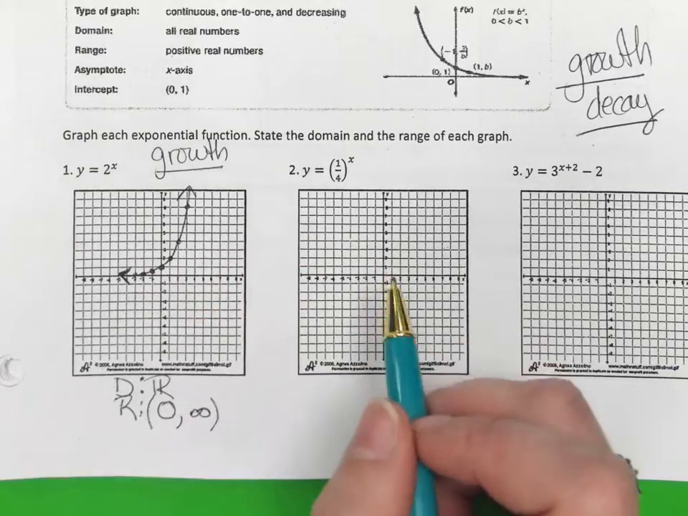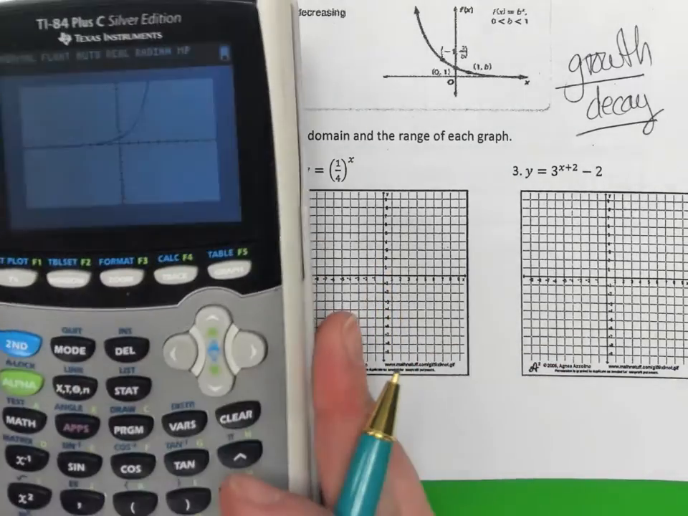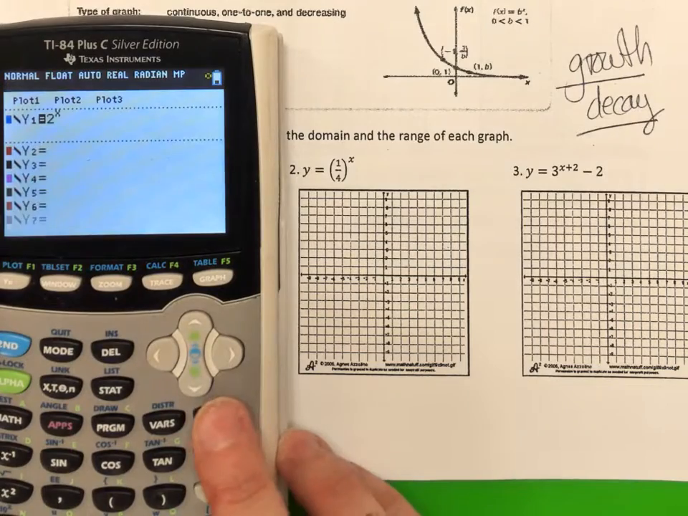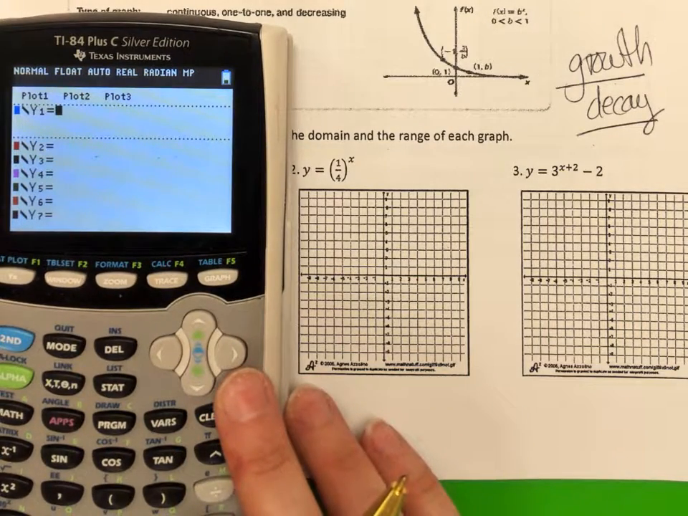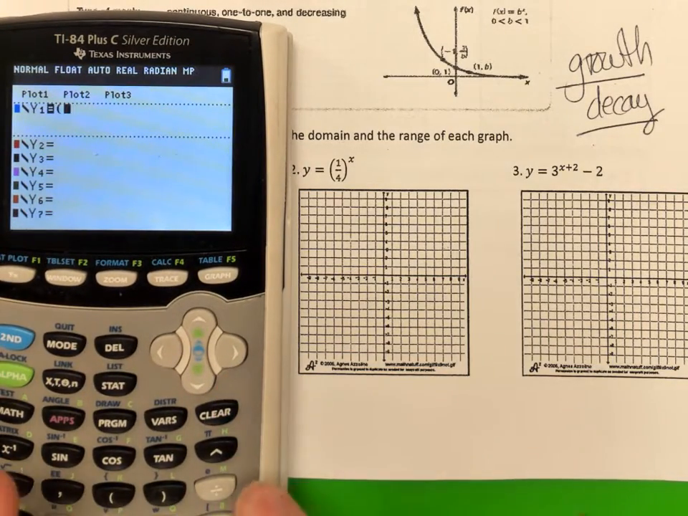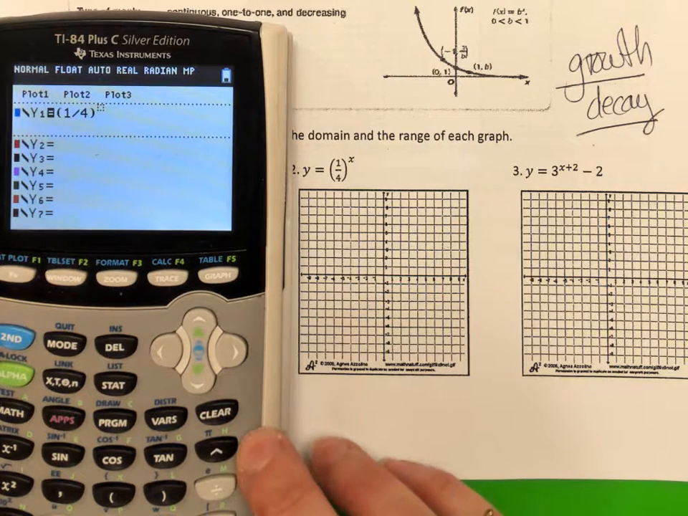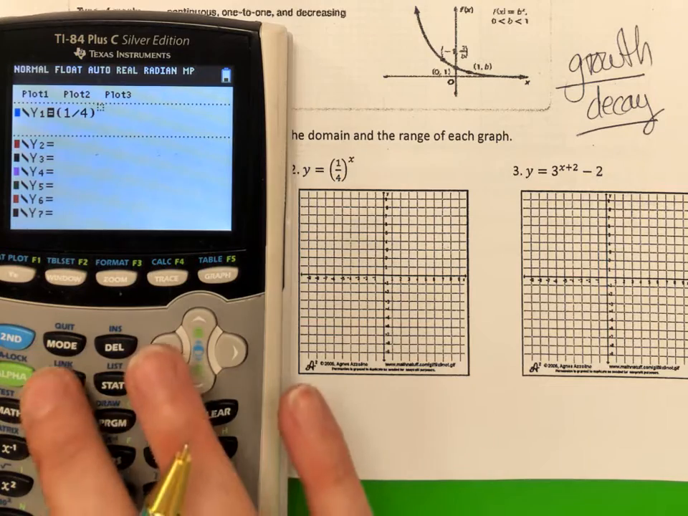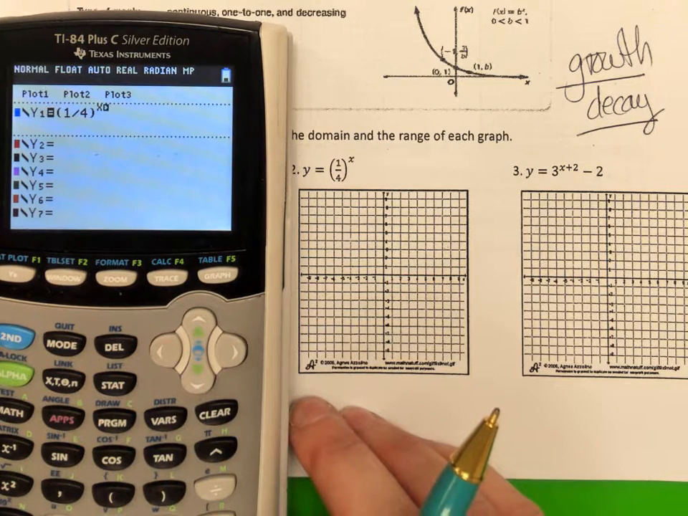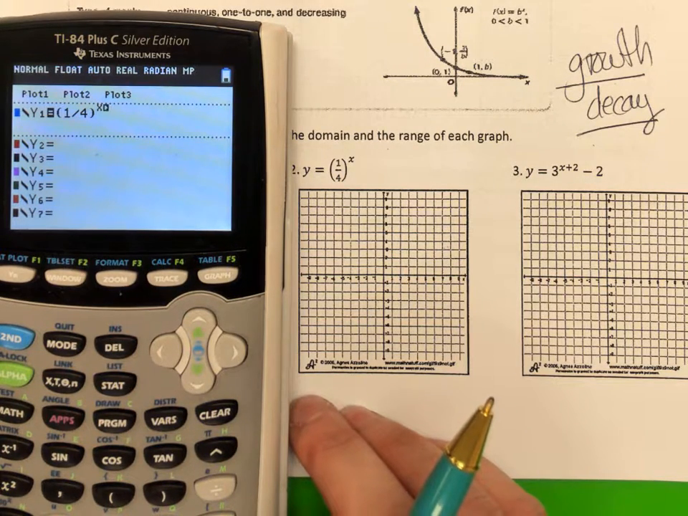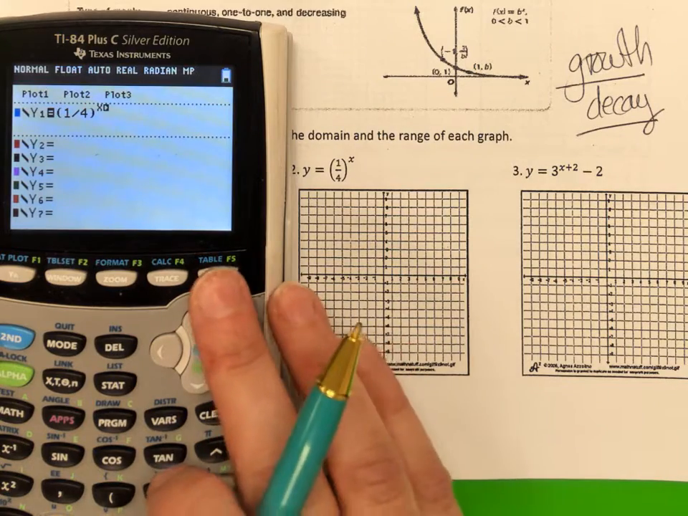So let's go to number 2. Number 2, here we go. We're going to go to y equals. What do you have to do first? Parentheses, 1 divided by 4. Then you must close your parentheses, right? Hopefully you're using your calculator with us and you're doing this with us. And then you hit the caret button. Please don't make me call you out. And then you hit the X button. Got it good?